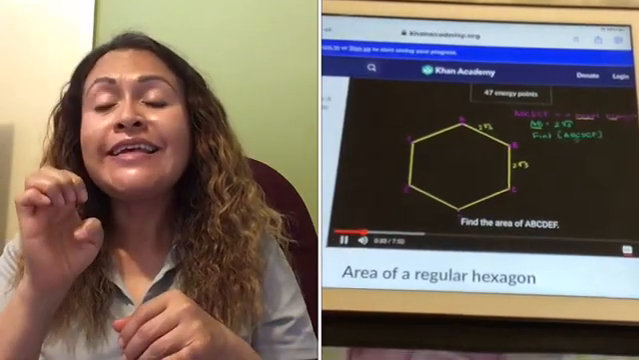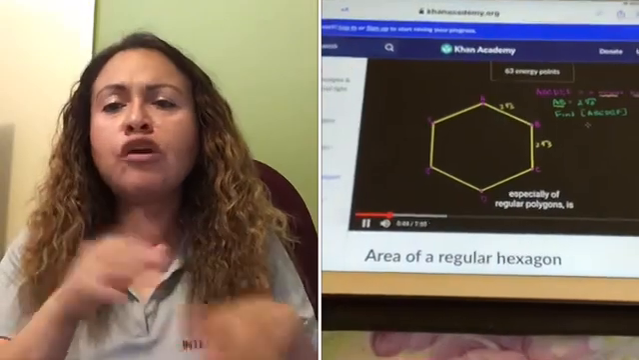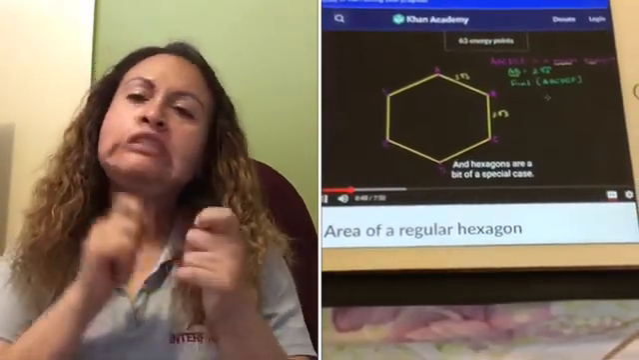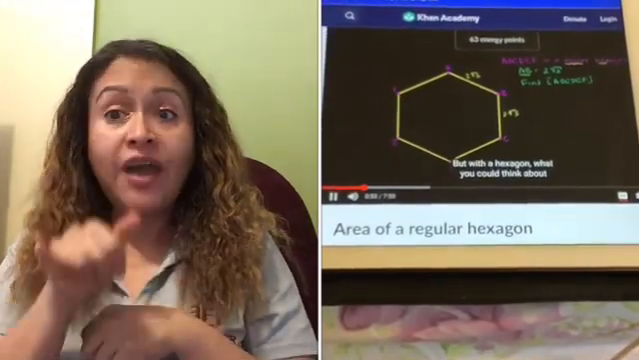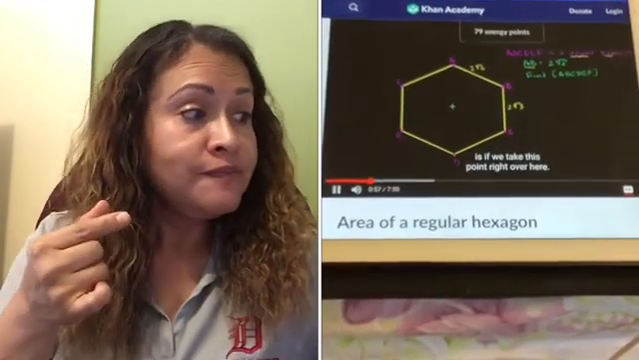And the best way to find the area, especially of regular polygons, is to try to split it up into triangles. And hexagons are a bit of a special case. Maybe in future videos we'll think about the more general case of any polygon. But with a hexagon, what you can think about is if we take this point right over here, and let's call this point G, and let's say it's the center of the hexagon.